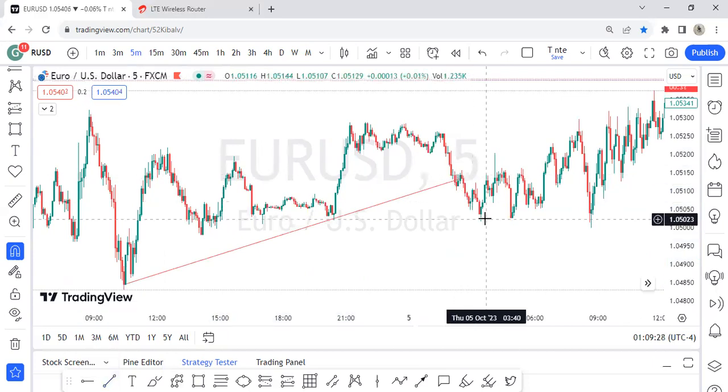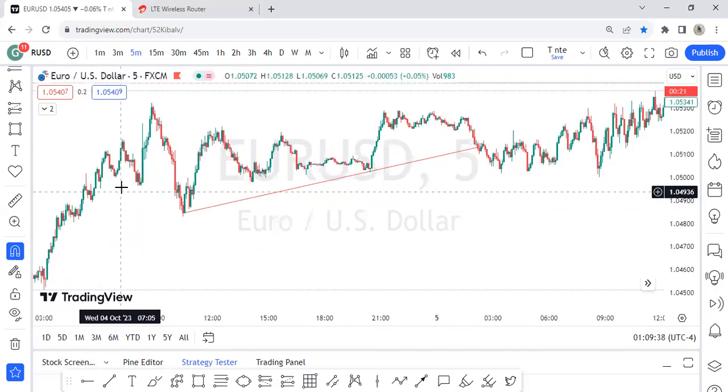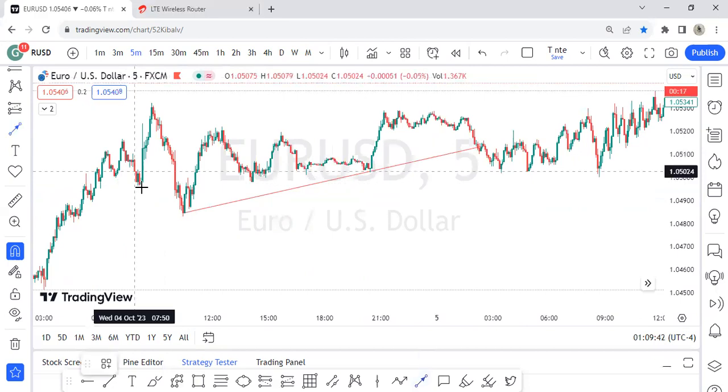So these are areas of liquidity, especially when the trend line is against the trend. You can see the market was bearish from here. The market broke structure somewhere around here, a very clear break of structure. So this trend line was not needed.